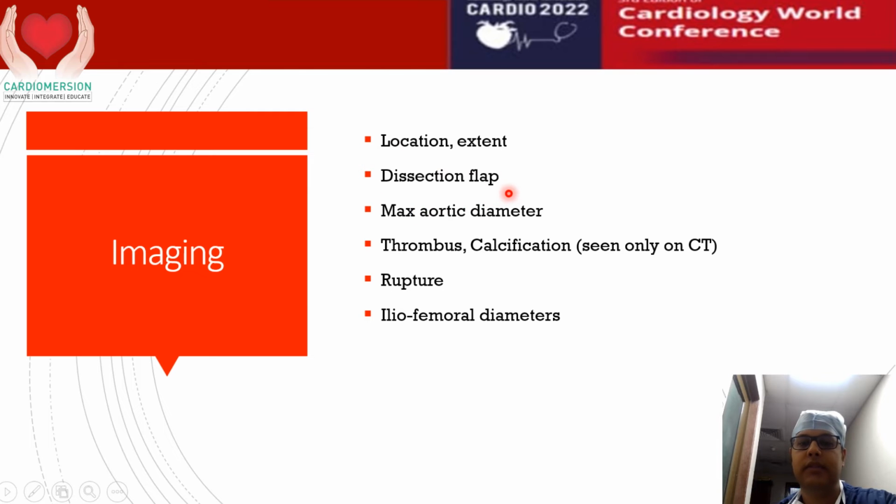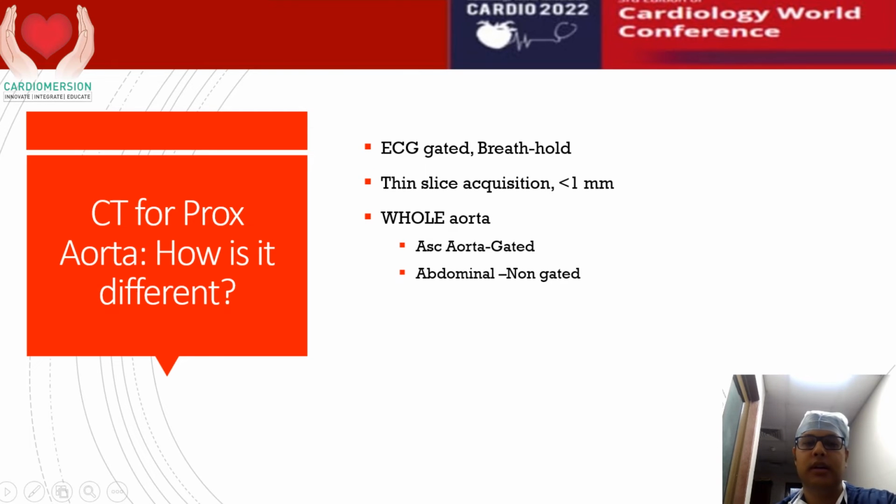They look for the dissection flap. The maximum aortic diameter is seen. Thrombus, calcification, which is usually seen only on CT. The rupture and the iliofemoral diameter, if it is present.